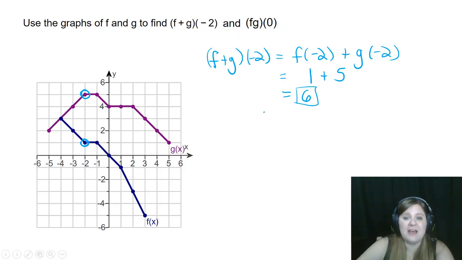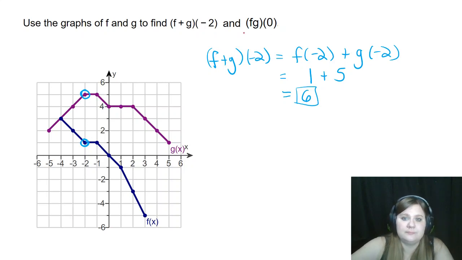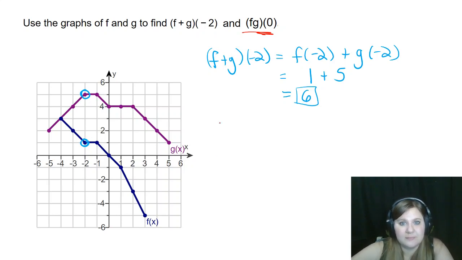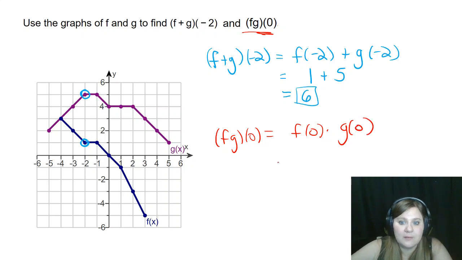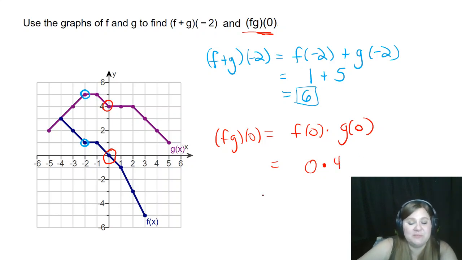You tried finding f times g of 0. Just the same way, we need to find f of 0, which is 0. We need to find g of 0, which is 4. And in this case, it's multiplication, and 0 times 4 is just 0.